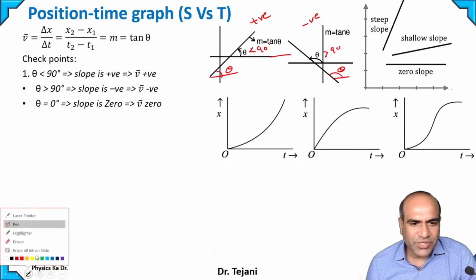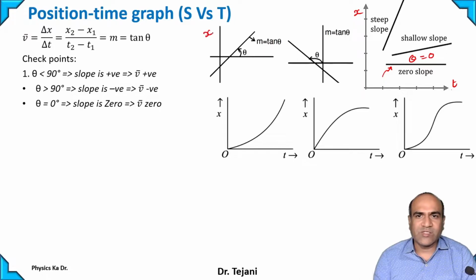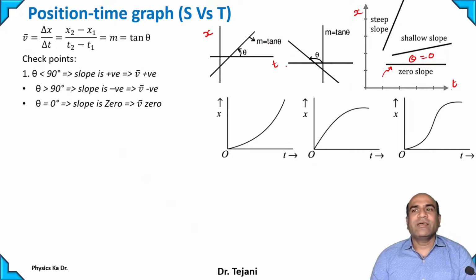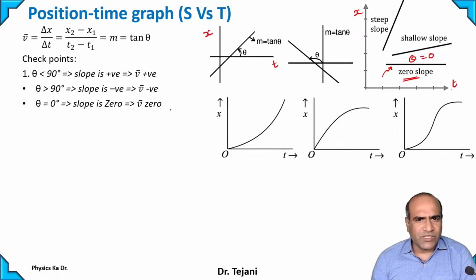The next condition: if theta is equal to 0, that means this line is parallel to t. So theta is equal to 0. Here we are talking about the graph of x versus time, or you can say displacement versus time. If it has zero slope, or theta is equal to 0, the object is stationary, the object is at rest, or simply you can say velocity is 0.